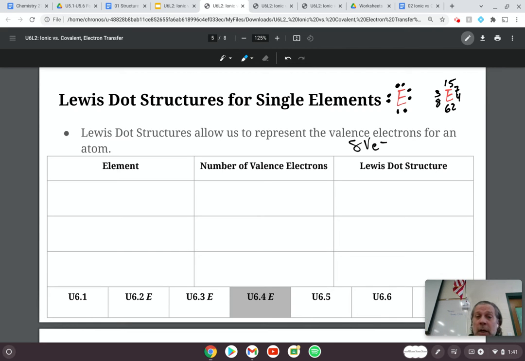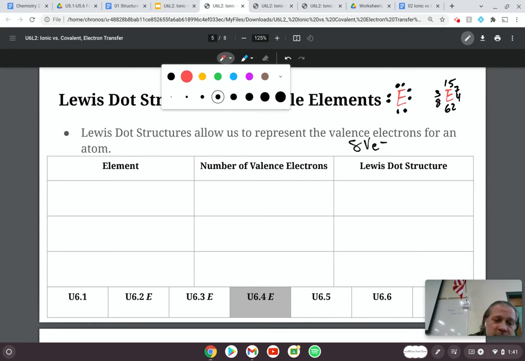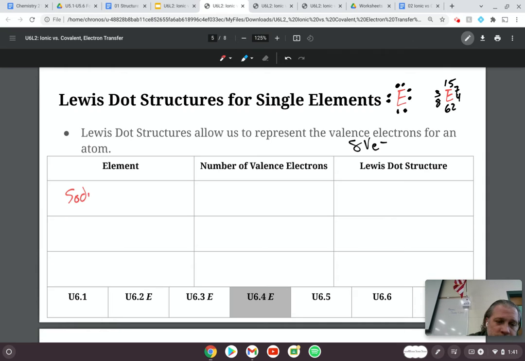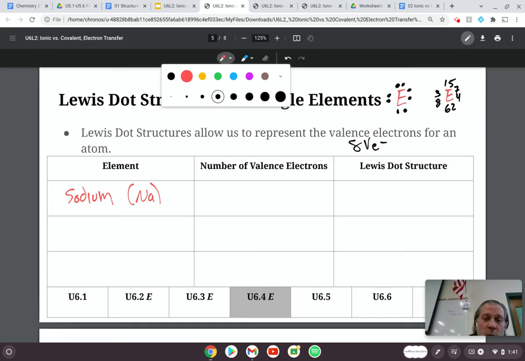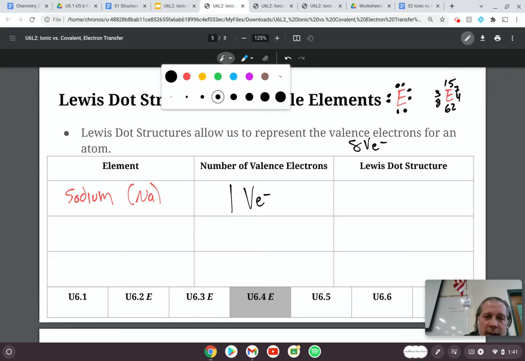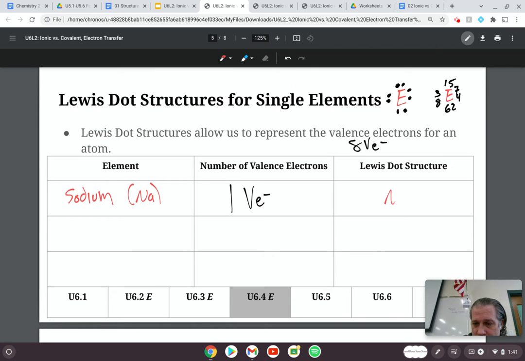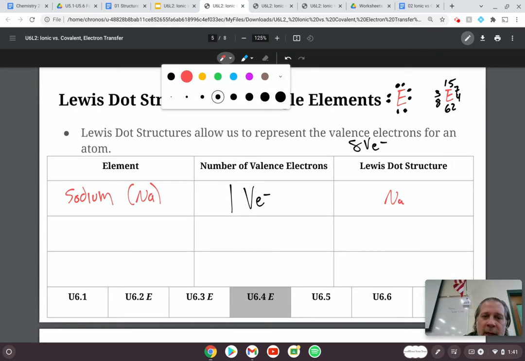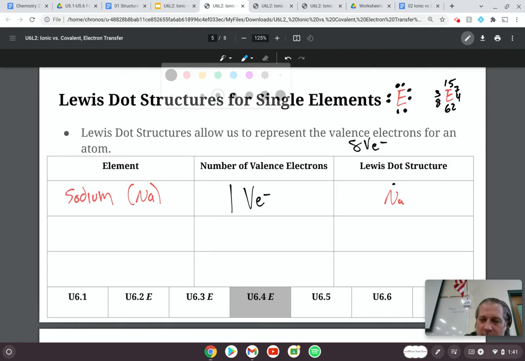So let's practice. I'm going to start with the element sodium, which has the symbol Na. And if I locate sodium on the periodic table, it's in the first column. I know that it has 1 valence electron. So all I'm going to do is write the symbol for sodium, capital N, lowercase a, and I'm going to add 1 electron, and I'm going to start on the top, and that's it. I'm done.